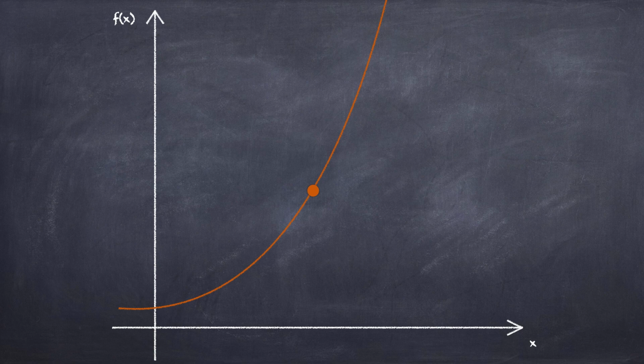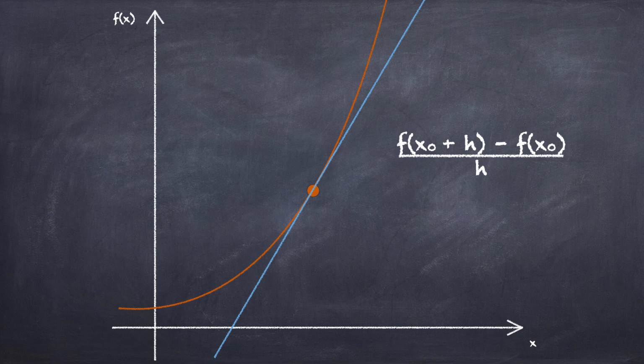The way we calculate that is basically we're calculating the slope of this line right here, the tangent line. Okay, now let's use our equation. But here's a problem. This equation requires 2 points.